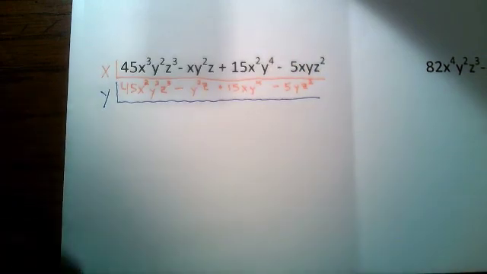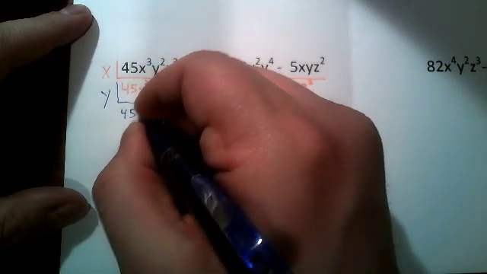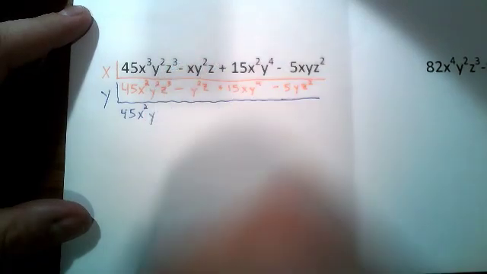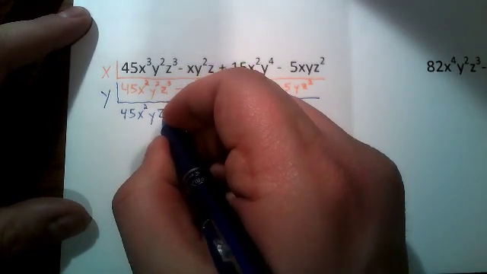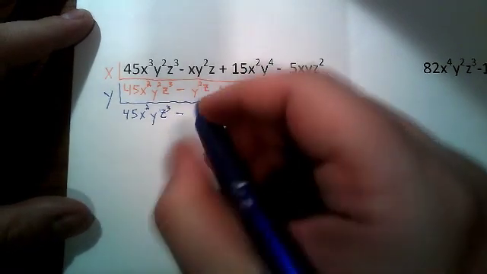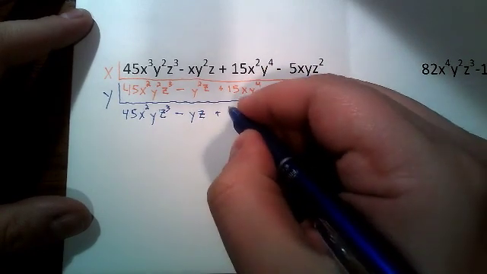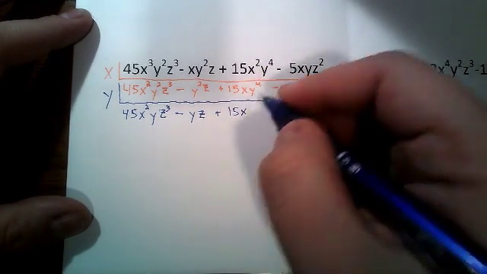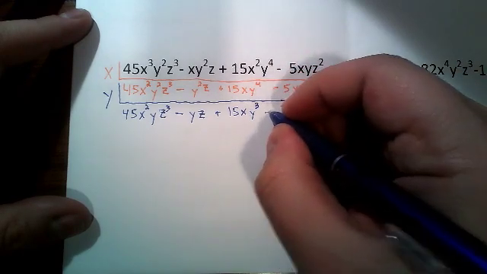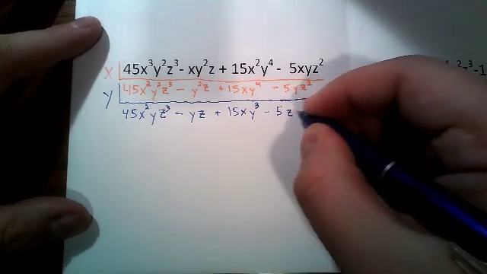And what is the result after I do that? So again, I have 45x squared. I take out a y from the y squared, I just have y left over. And then z cubed. Minus, I take a y away, this becomes yz, plus 15x y to the third now, minus 5. Take a y away, and I just have z squared.